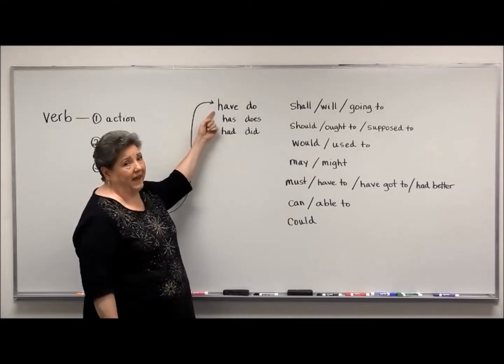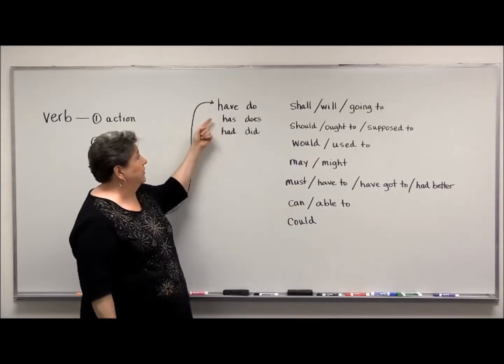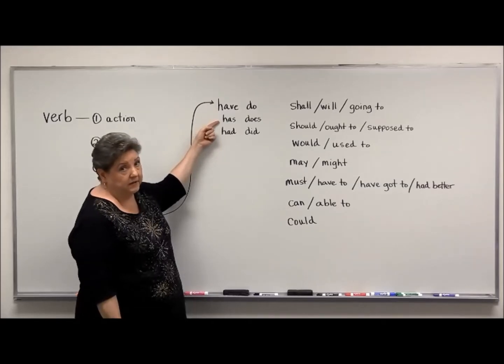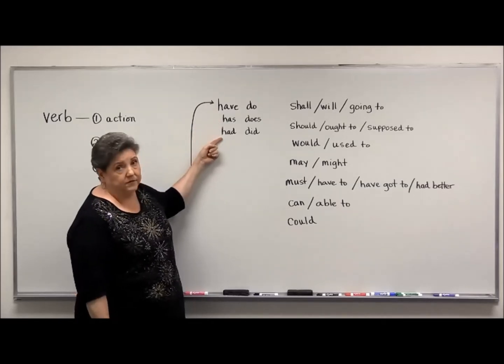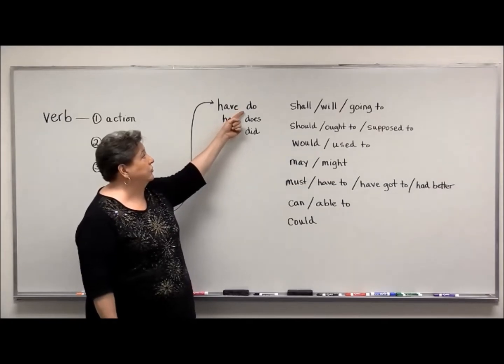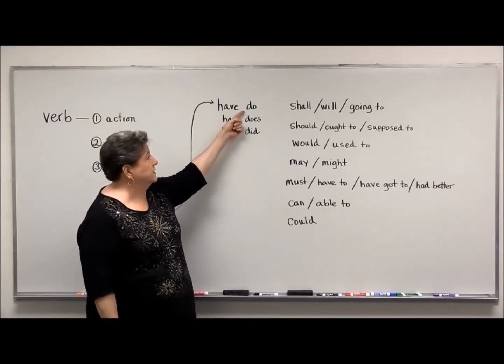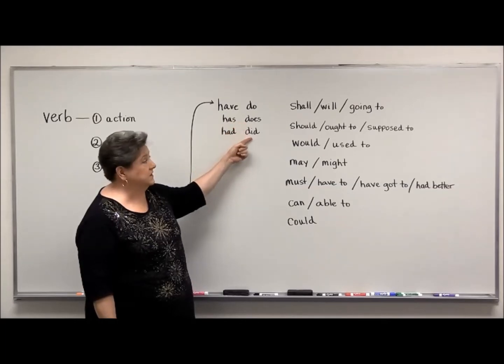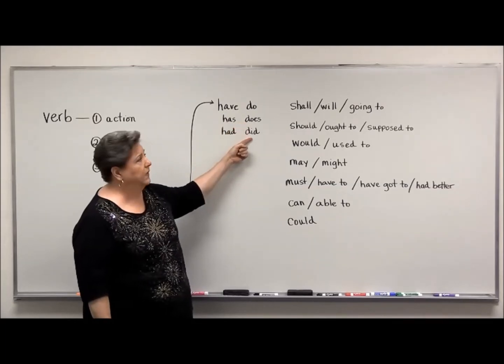You know the verb have and has and had. You know this is present. This is present for he, she, it. And this is past. Same thing with do. Do, does, did. This is present. This is present for he, she, and it. And this is past, simple past.